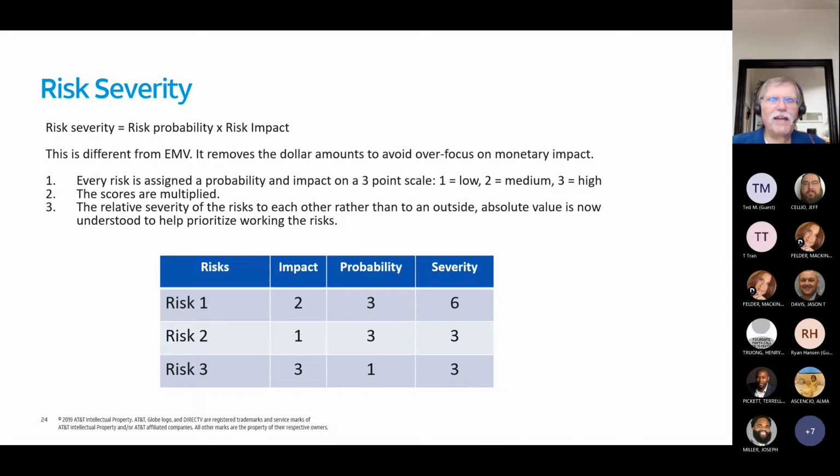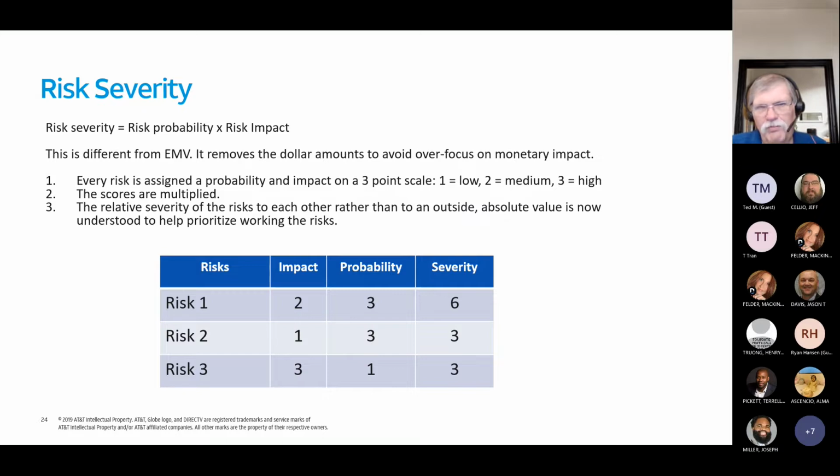Now, the risk severity is the risk probability times the risk impact. So this is dimensionless. It takes away the dollar amounts. We're doing this on a 3-point scale for each the impact, the probability, and then determining what the severity is by multiplying the two columns.